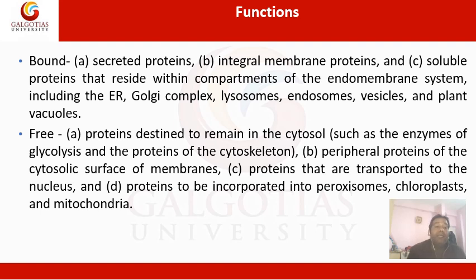Similarly, there are many proteins formed on free ribosomes which get transported to the nucleus for different functions like expression of genetic information. And lastly, the proteins that are incorporated in peroxisomes, chloroplasts, and mitochondria are also produced inside the free ribosomes.